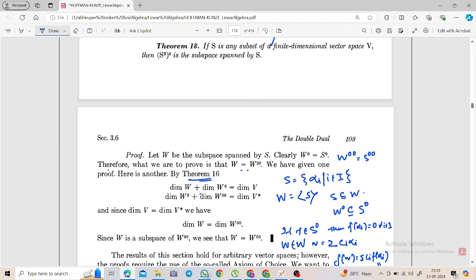But again, they are applying the same theorem here. Like W naught plus W naught naught dimensions is the dimension of V star, but these two are equal, right? So we get dimension of W is dimension of W naught naught. Hence these two are equal, right? Since W is a subset of W naught naught.